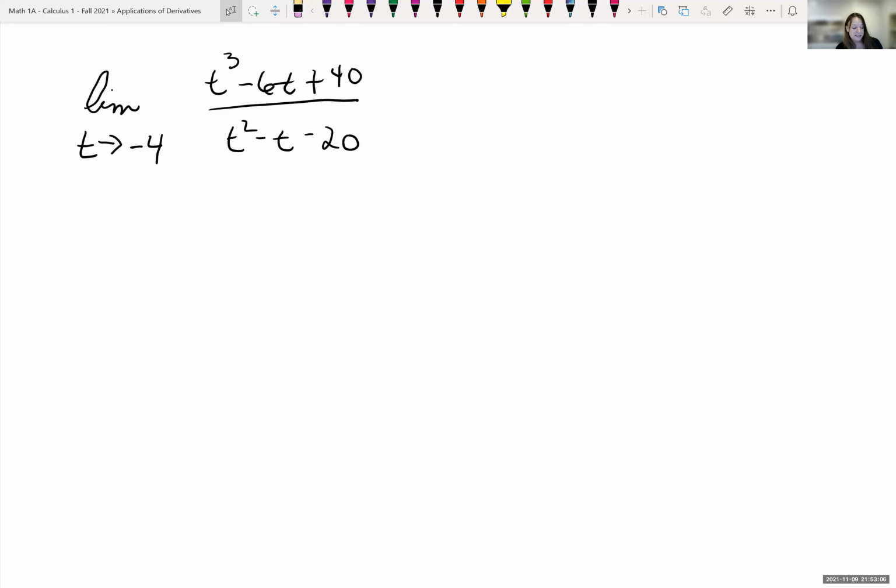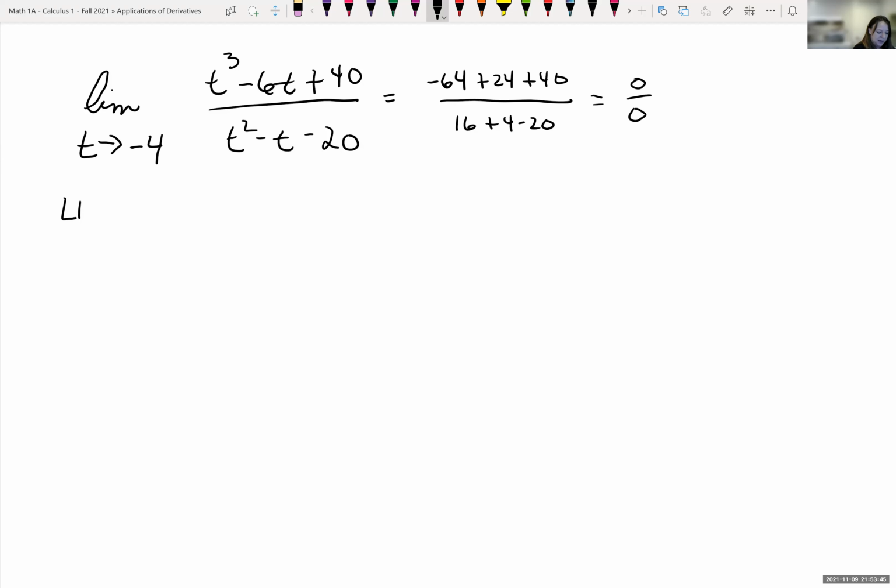So we are looking at the limit as t is approaching -4 of (t cubed minus 6t plus 40), all divided by (t squared minus t minus 20). If we do direct substitution in here, we have -4 quantity cubed, that is -64, and -6 times -4, so that's plus 24, plus 40, all over -4 squared is 16, and then minus a -4, so that's plus 4, minus 20. So we get that indeterminate form of 0 over 0.